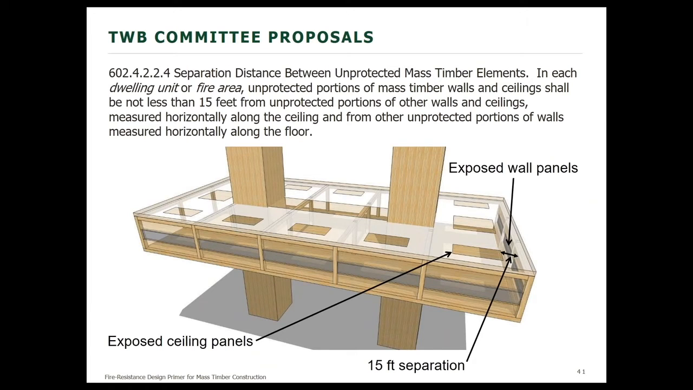Here's a graphic representing the concept of the 15-foot separation that is called for when you're making sure that any of the exposed wood that's allowed for type 4B is separated by that 15-foot separation, so that you don't have an exposed section of wall immediately adjacent to an exposed section of ceiling. It is a limit on the amount of combustible surfaces that can radiate heat from one surface to another.